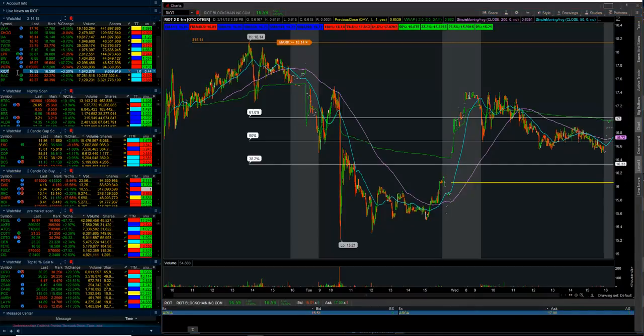Next up, Riot. I added it this morning just because Bitcoin was running, and I thought if it could break 1814 and hold, it'd be a good trade. I didn't trade this at all.